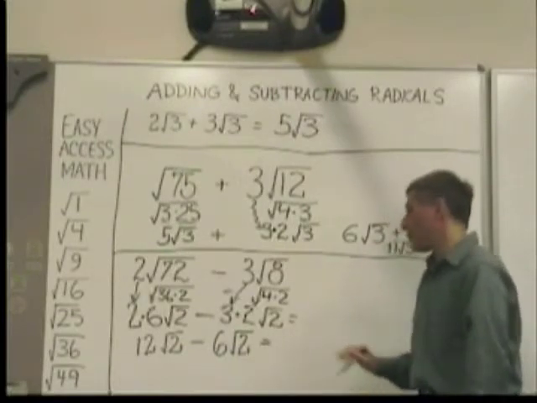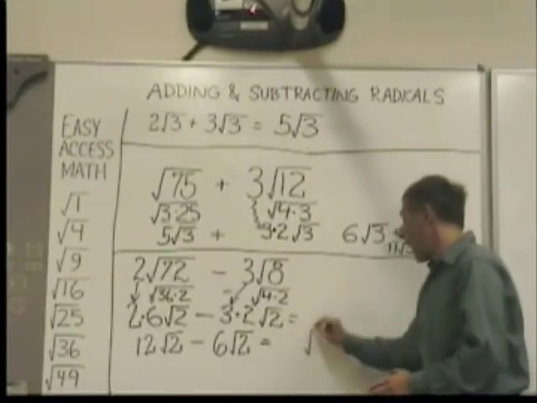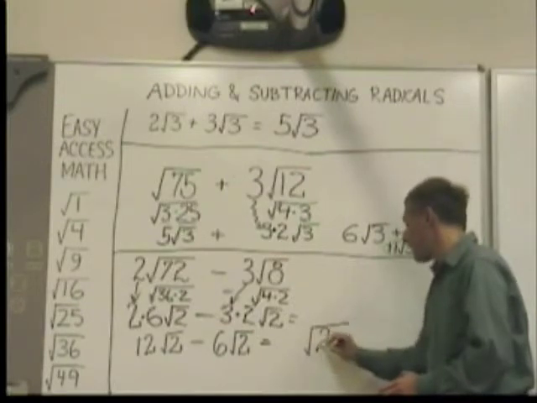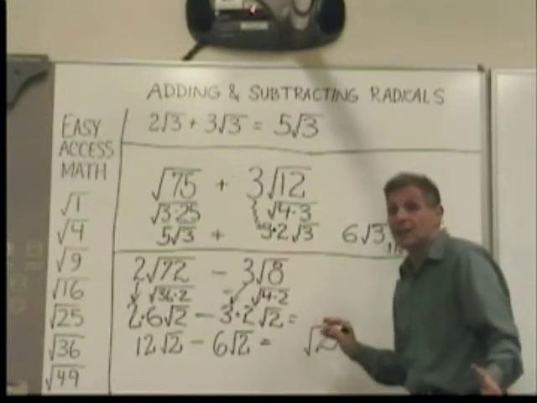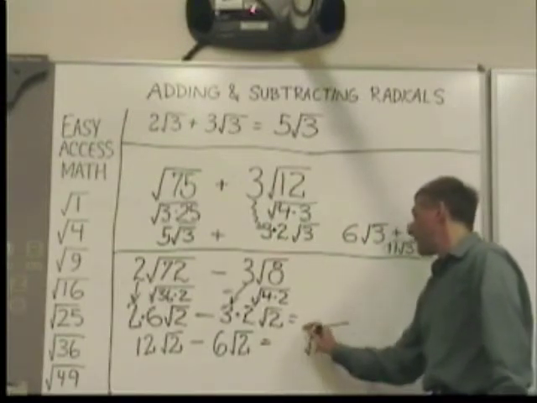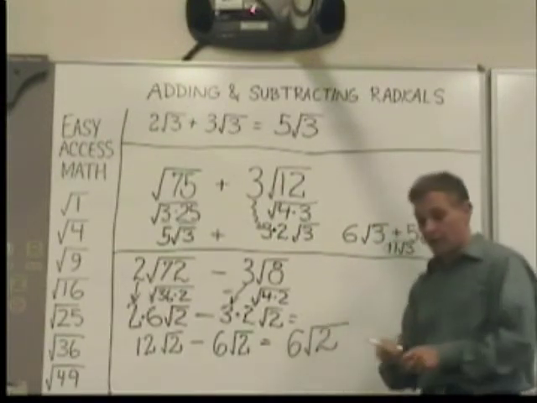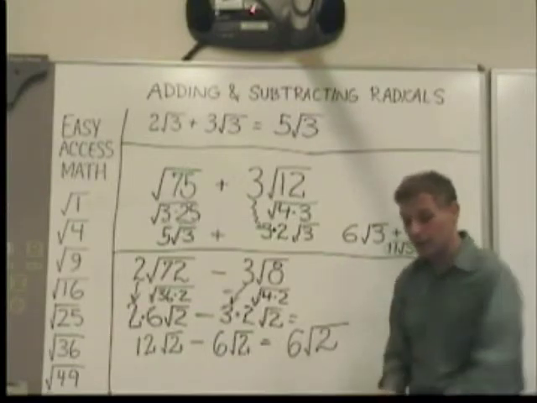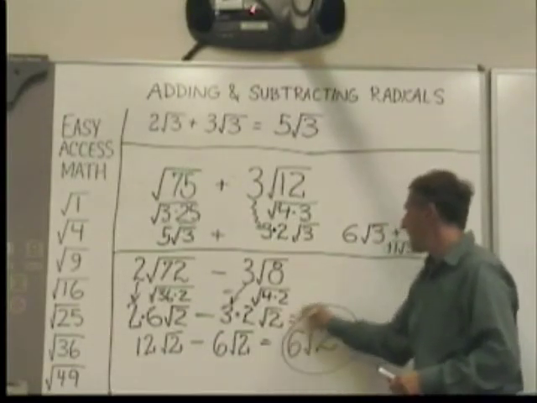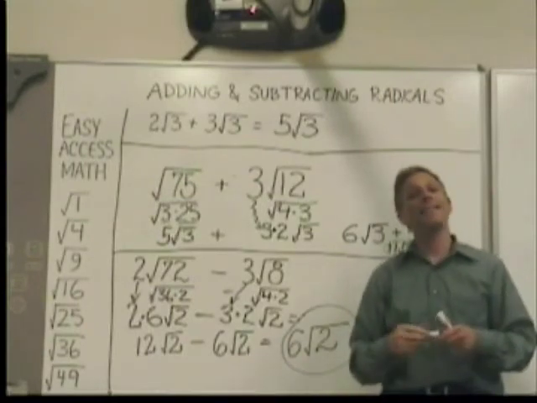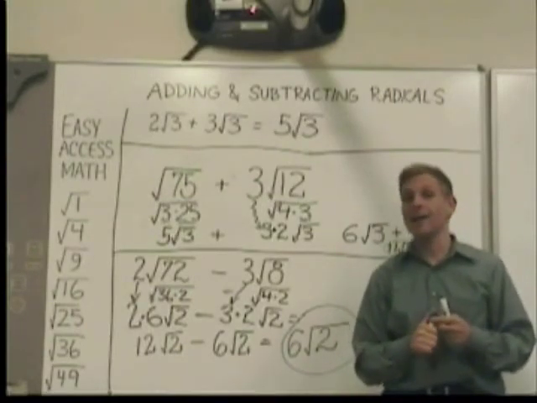12 radical 2 minus 6 radical 2. I keep the radical. That doesn't change. And 12 minus 6, now I can subtract just like regular, is 6. So my answer is 6 radical 2. And there it is. And that's how you add and subtract radicals.